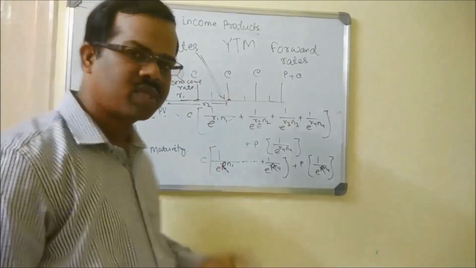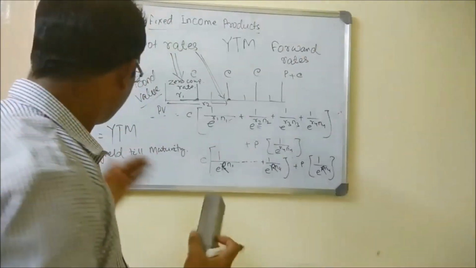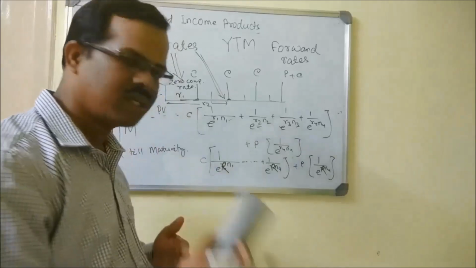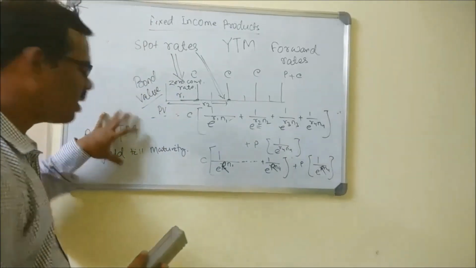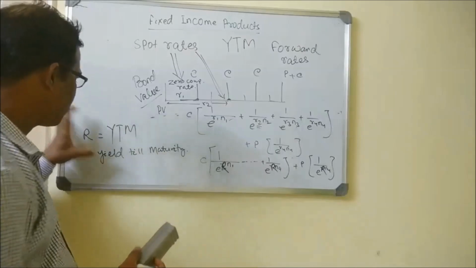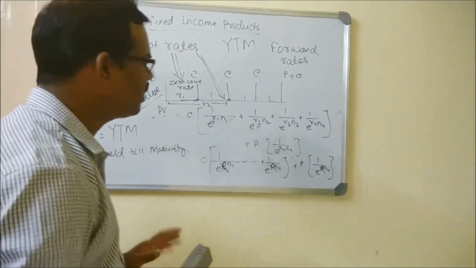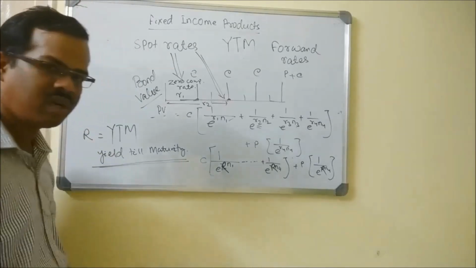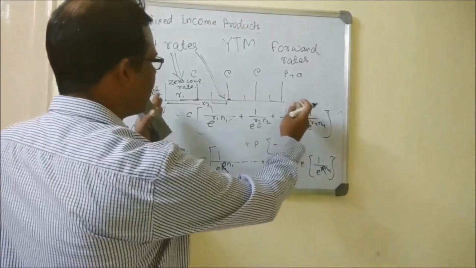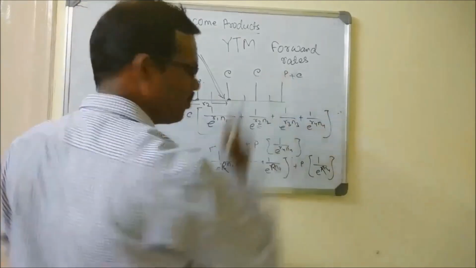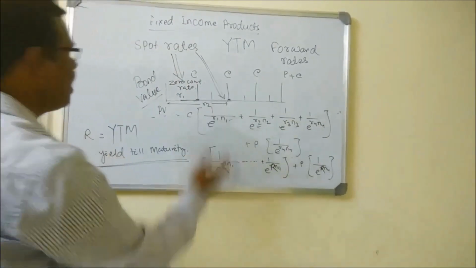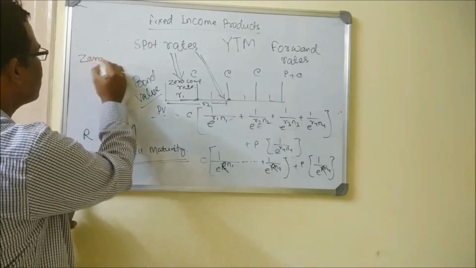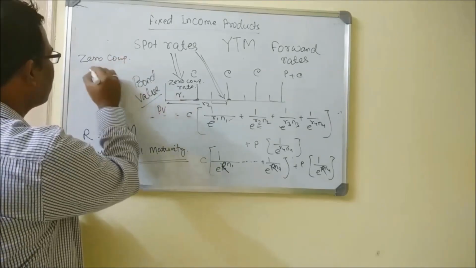Here you might have seen or read the definition of YTM: if you invest in a coupon paying bond till its maturity, the interest rate that you are going to realize is nothing but its YTM, right? So this is the interest rate that we are going to get on a coupon paying bond. And on a non-coupon paying bond, we got the zero coupon rate or the spot rate.